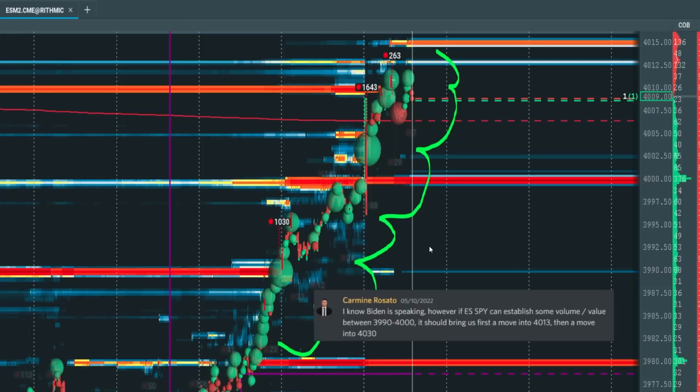I don't have a live recording of this, but look what happened at 3,990 and 4,000. Look at the aggressive buying coming into the market. Brought us a move into 40.13, and later in the day it brought us into 40.30, which was our target. But this is the type of buying you want to see if you are playing a breakout or if you're trading on the same side as buyers. This is the exact type of action that you want to see.